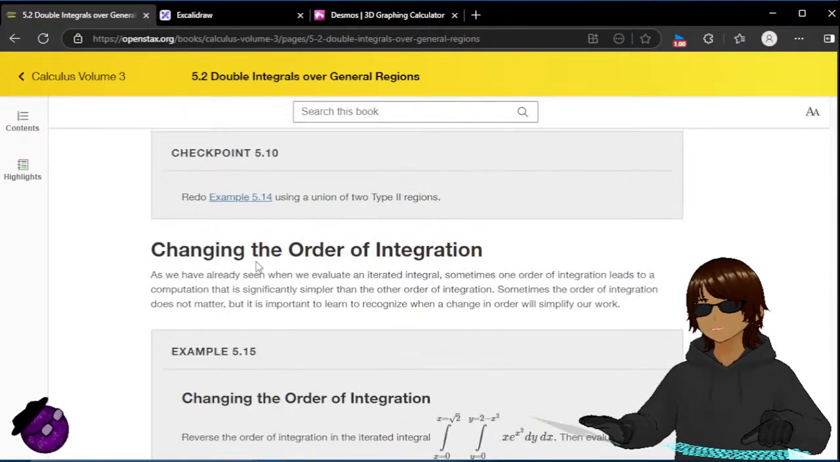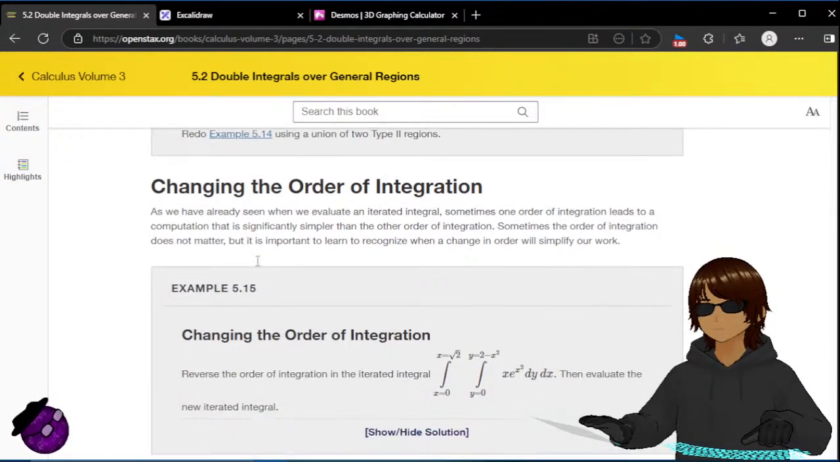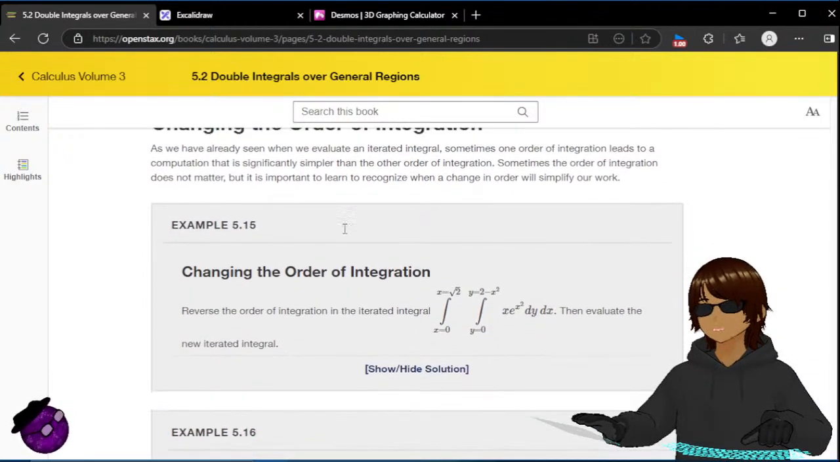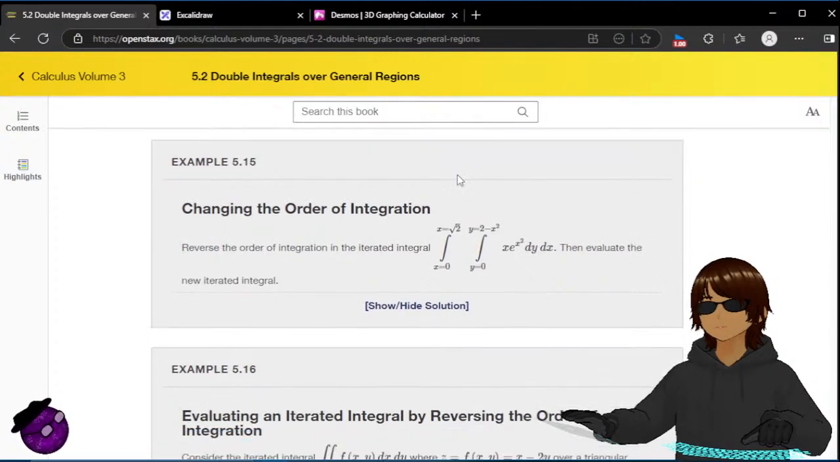As we have already seen, when we evaluate an iterated integral, sometimes one order of integration leads to a computation that is significantly simpler than the other order of integration. Sometimes the order of integration does not matter, but it is important to learn to recognize when a change in order will simplify our work. Reverse the order of integration in the iterated integral, then evaluate the new iterated integral.